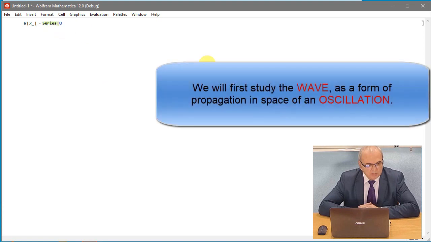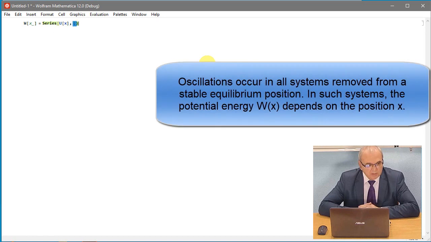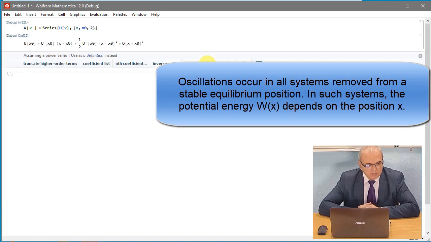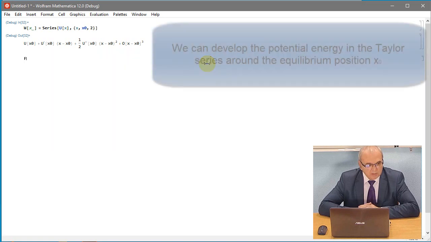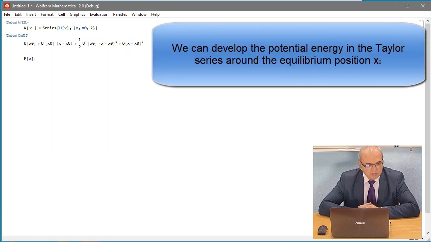Here we will perform quantum mechanics calculations in the Schrödinger wave representation. We will first study the wave as a form of propagation in space of an oscillation. Oscillations occur in all systems removed from a stable equilibrium position. In such systems, the potential energy depends on the position. We can develop the potential energy in the Taylor series around the equilibrium position x0.